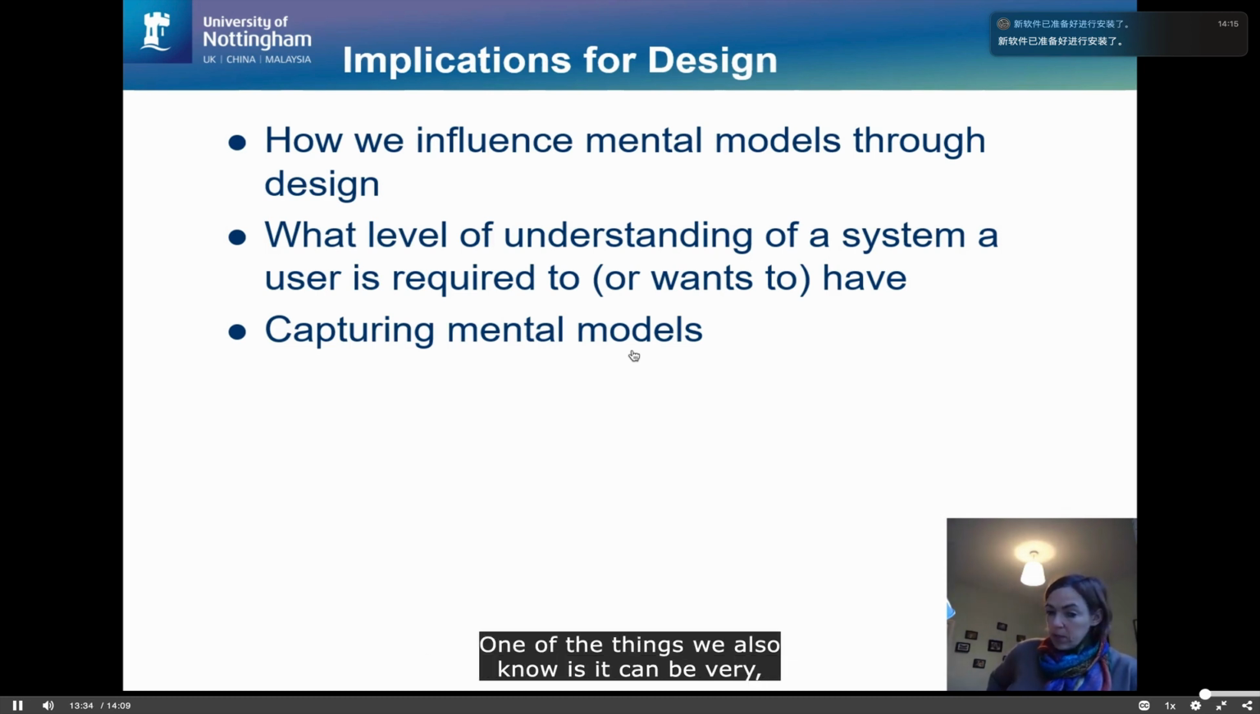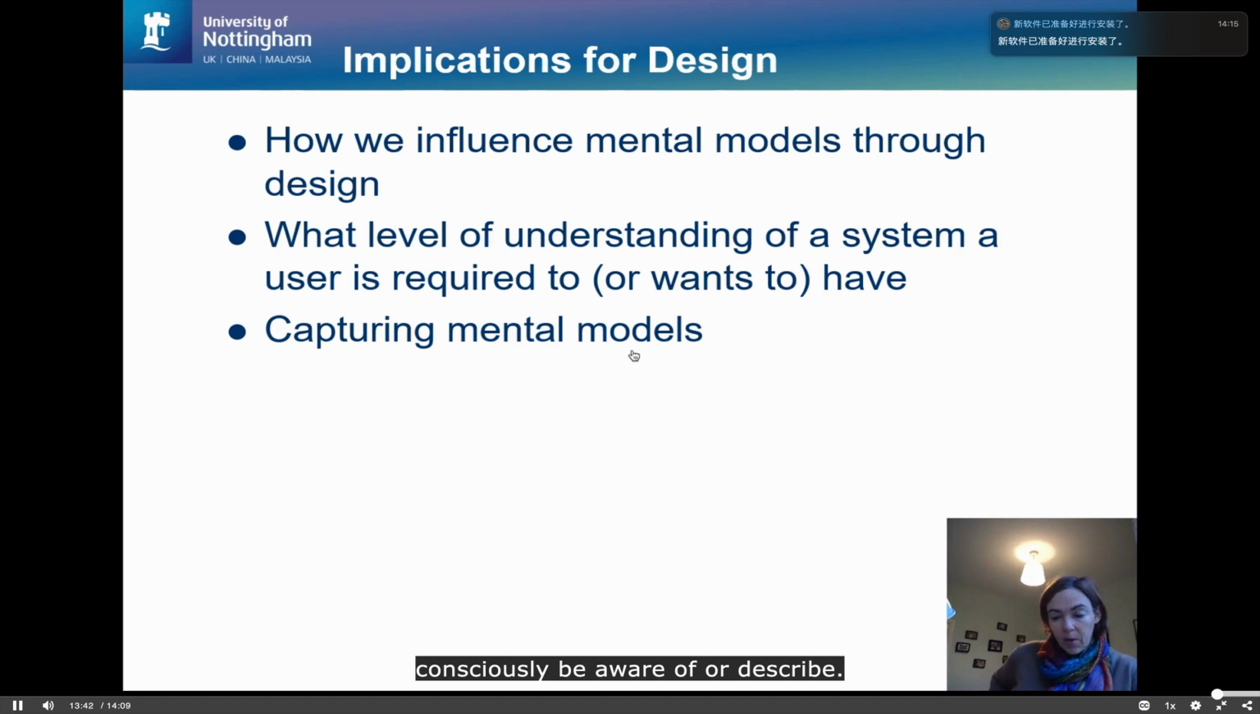One of the things we also know is it can be very, very difficult to capture an individual's mental model. It's one of those things that we don't tend to consciously be aware of or describe. So we will think about that when it comes to some of the later discussion points as well.